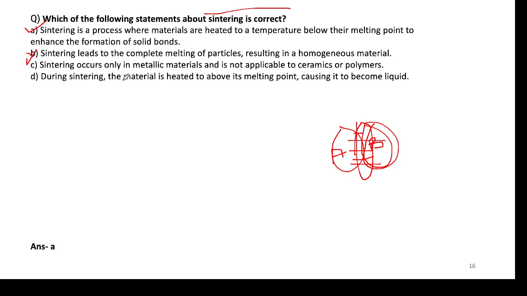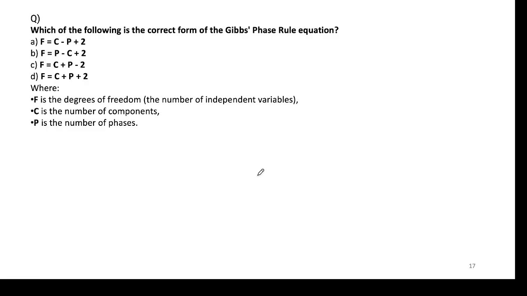Sintering is the process where metals are heated to a temperature below their melting point to enhance the formation of solid bonds. So, as I explained, A and B are two materials. They are heated below the melting point, and because of the energy, they exchange their atoms and form a bond, which is called bond formation due to the sintering process. Okay, nice try, nice try. No problem, good.